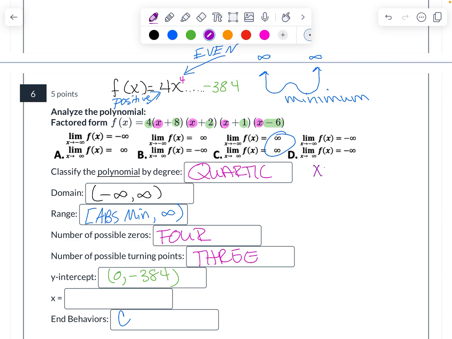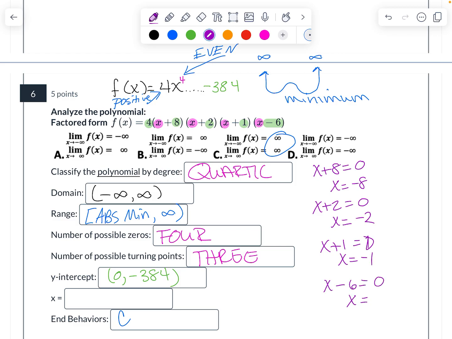We have a factor of x plus 8. That means one of my x's will be negative 8. We have a factor of x plus 2, which means one of my answers will be negative 2. We have a factor of x plus 1, which means one of my answers will be negative 1. And we have a factor of x minus 6, which means we will have an answer of 6. So my x's are negative 8, negative 2, negative 1, and 6. And there we are.